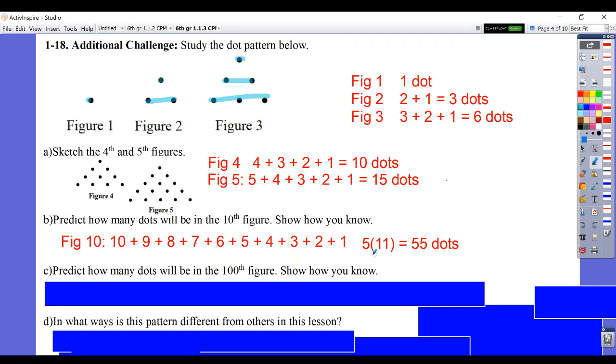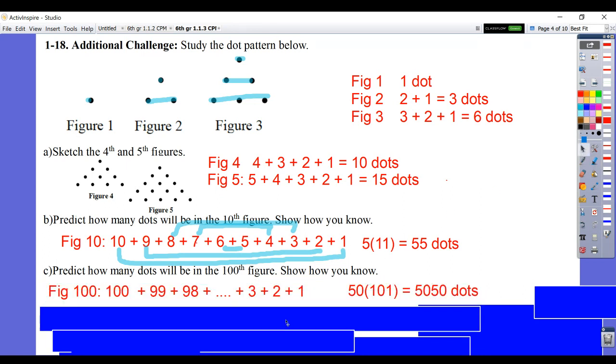So where I got this 5 times 11 from is that if you took 10 plus 1, you get 11. If you take 9 plus 2, you get 11. 8 plus 3 makes 11. 7 plus 4 makes 11. And then 6 plus 5 makes 11. So if you look at these as pairs, 10 and 1 making a pair of 11, 9 and 2 making a pair of 11, and so on, you have 5 pairs of 11, or 55 dots.